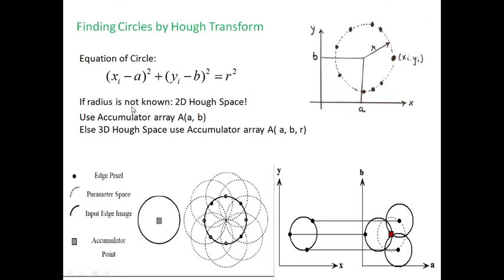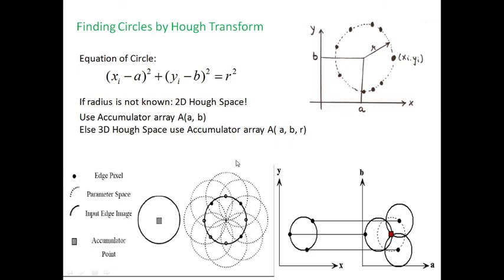If the radius is not known, that means I may have a minimum radius or a maximum radius or any radius in between 0 to infinity. Since the radius is not known, I can simply use a 2D Hough space, with the accumulator array being (a, b). Just as in the case of lines, where Hough transformation is useful for finding lines, for circles we also have the accumulator array. If the radius is known, I use the accumulator array A(a, b, r).